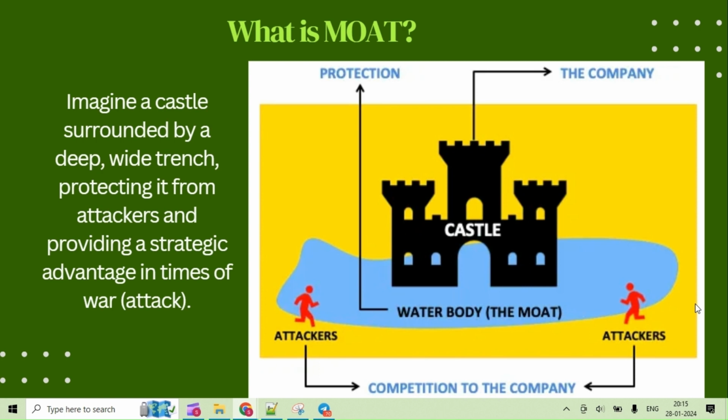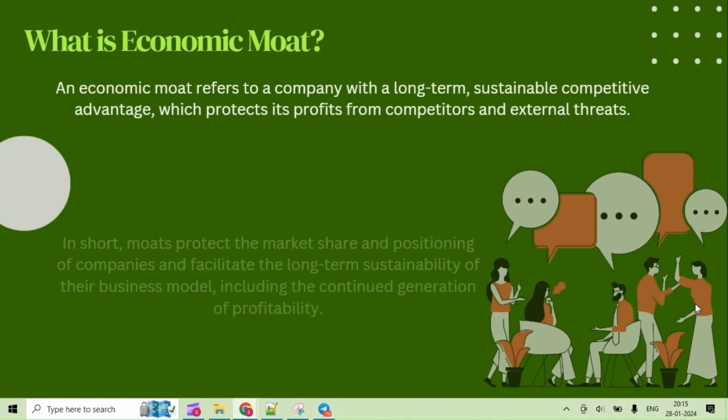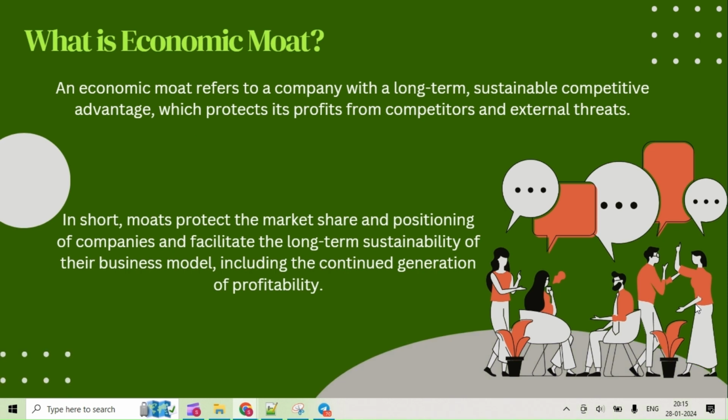So before moving further, let's see what is an economic moat. An economic moat refers to a company with a long-term sustainable competitive advantage, which protects its profits from competitors and external threats. If a business is said to have an economic moat, or moat for short, then it has a differentiating factor enabling the company to hold a competitive edge. In effect, the moat leads to sustainable profits over the long run and more defensible market share, as the advantage cannot be easily mimicked by others.